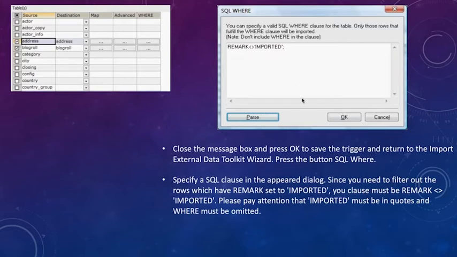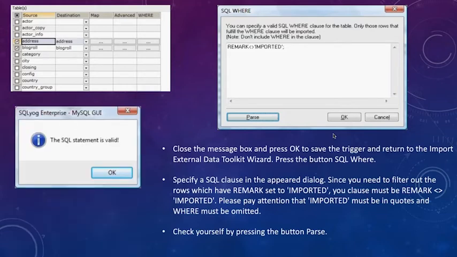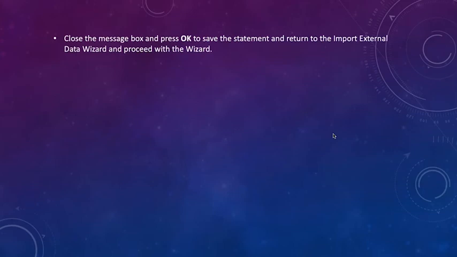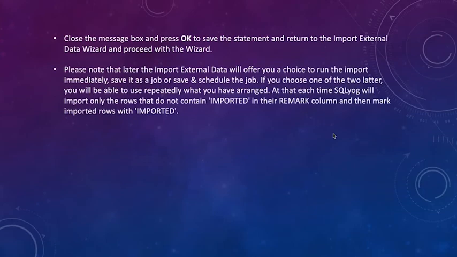Then you can press the button Where, and again, you will be able to see a clause appear in the dialog. Since you will need to filter out the rows which have remark set to imported, your clause must be remark and then imported. Please pay attention that imported must be in quotes and the word WHERE must be omitted. Then you will just need to press Parse, and you will be able to check it and make sure that the SQL statement is valid. Once you have done that, just close the message box, and you will be able to proceed with the wizard.